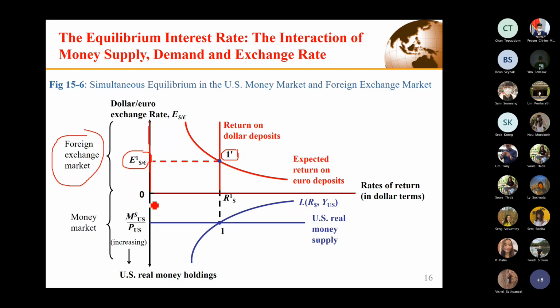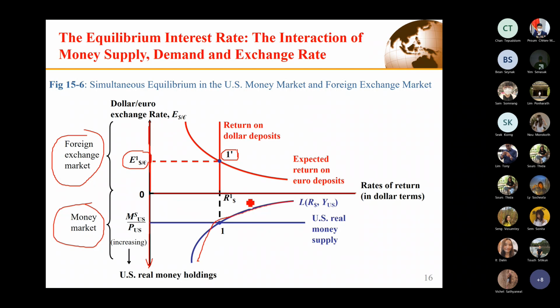In the lower part of this figure, I put the money market, which we just learned. Moving downward here, I have the real money supply and real money demand. If we move downward more, it means that we have more money demand and also more money supply. And here I have the real money demand, which I draw like this.